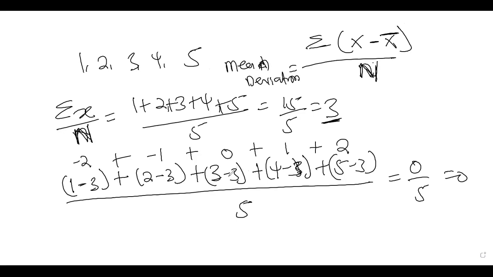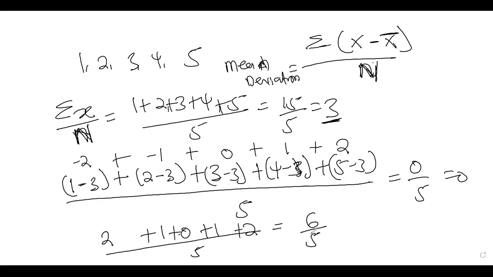This brought about a second idea: why don't we pick the absolute and ignore negatives, all right? So when we pick the absolute and ignore negatives, this negative 2 will be 2, this negative 1 will be 1, and then we have 0 plus 1 plus 2, because we are ignoring the negatives, all over 5. So we are going to get 6 over 5, and that is 1.2.